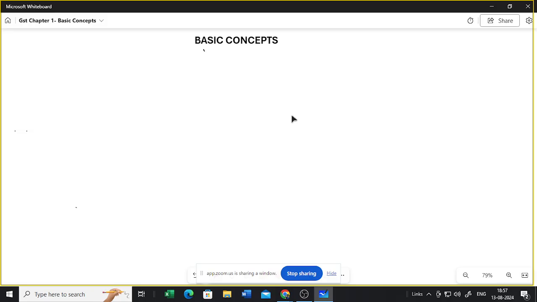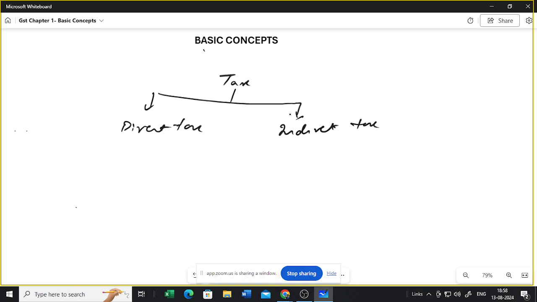Okay. Today, let's start with the basics in the GST. Before going to the GST topics, let us understand about tax. So, how many taxes are there? In India, mainly we can divide taxes into two types. The first one is direct tax, and the second one is indirect tax.